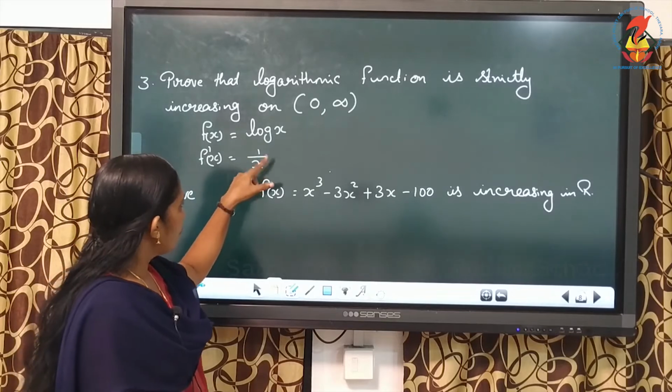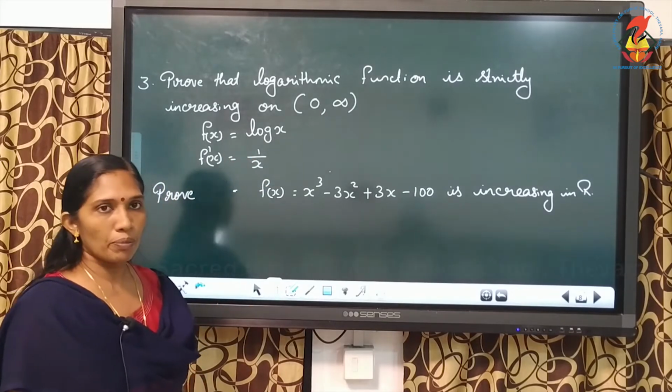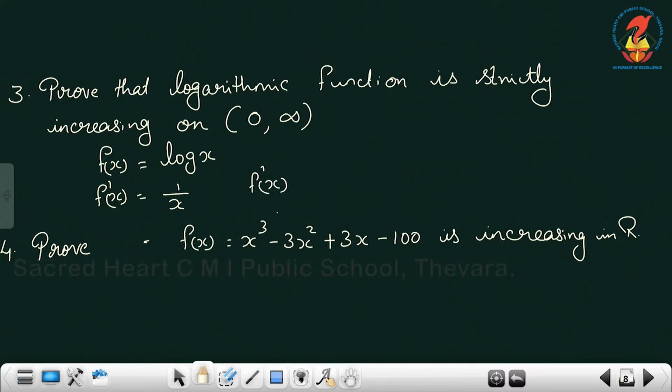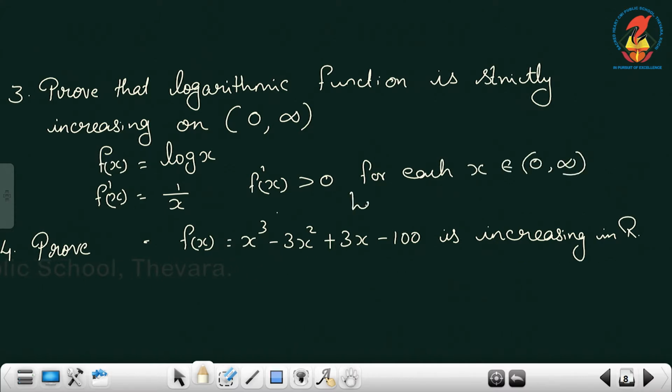So this quantity is always a positive quantity. F dash x is greater than 0 for each x belonging to which interval? Open interval 0 to infinity. Hence, f is strictly increasing on 0 to infinity.